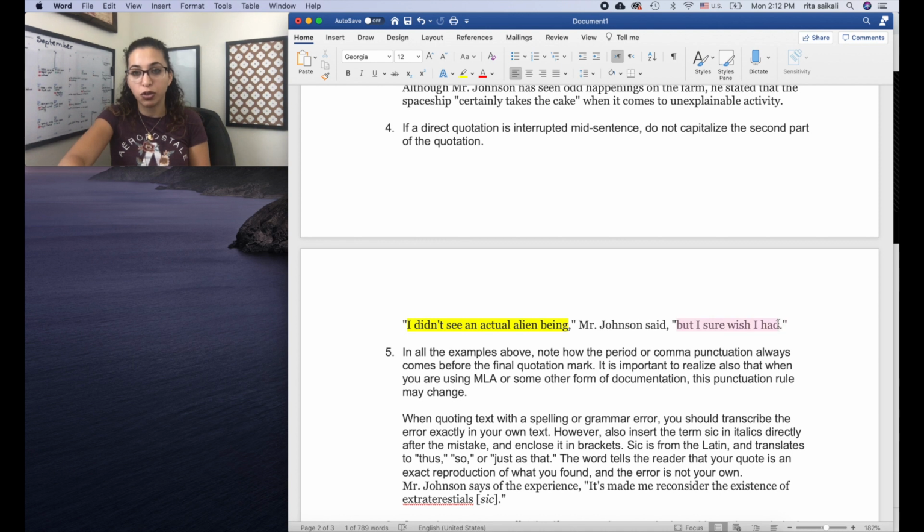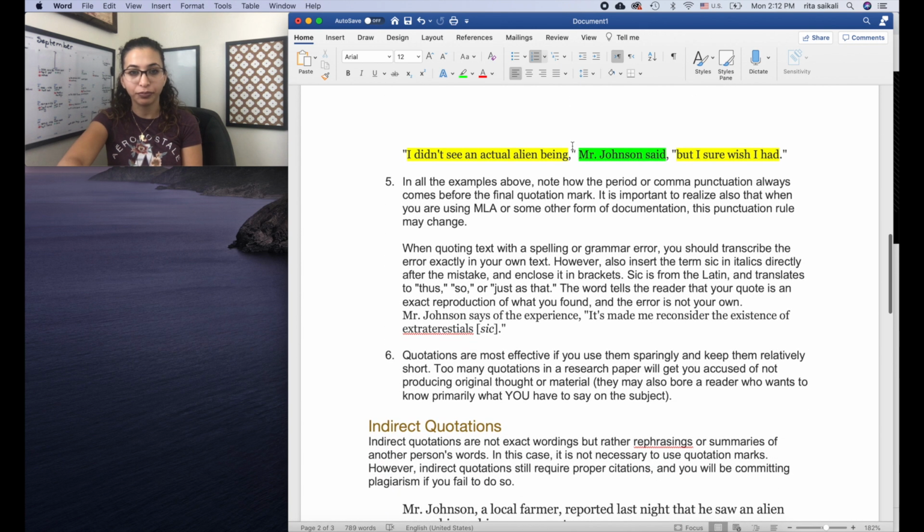This is part 2, and it was interrupted by us adding "Mr. Johnson said." Okay? So here we capitalize, obviously, because this is the beginning of the sentence, so we capitalize the I. But for the second part, we did not capitalize the B, because our rule says if a direct quotation is interrupted mid-sentence, we do not capitalize the second part of the quotation.